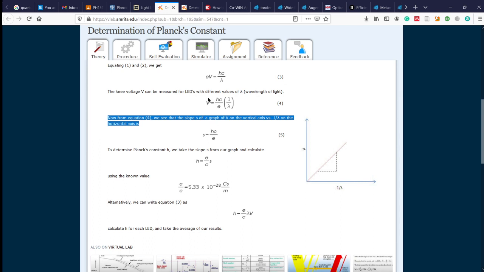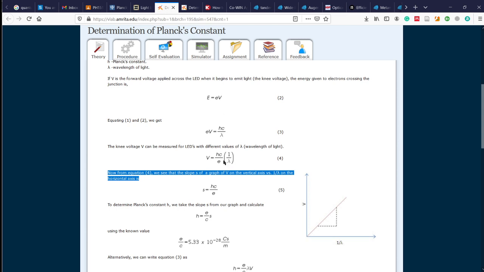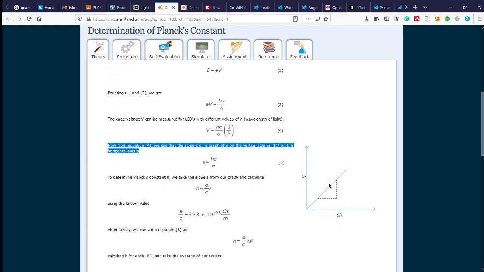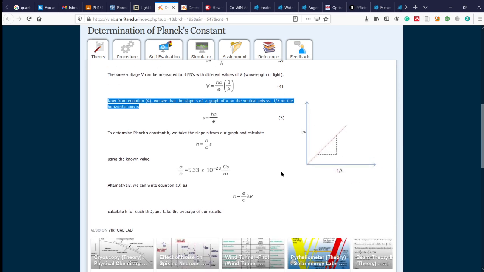This is called the slope s, and this s is equivalent to hc by e. Now when we get the value of delta v by delta 1 by lambda, that means the slope value, by taking e and c in the other part of the equation, we can easily get the value of h. So this is the way to measure the value of h using the graph only. We will not use a direct value of v and 1 by lambda to get the h value, but we will use the graphical method.